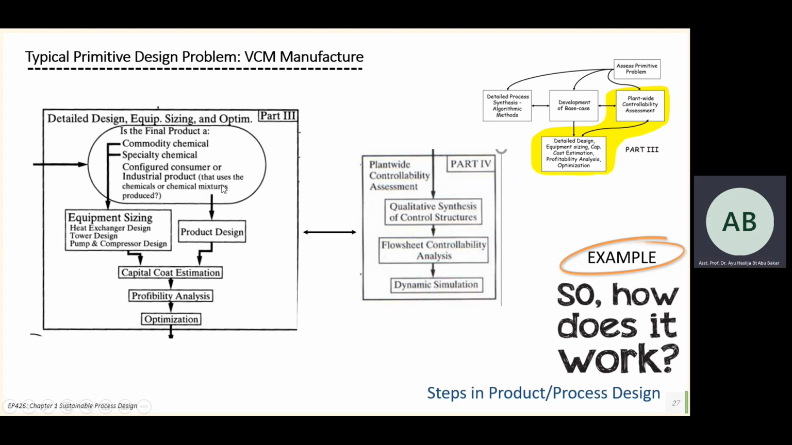Okay, again for part 3, the detailed design. How is the design of your equipment? Equipment sizing, the design. For example, heat exchanger. What type of heat exchanger? If you say shell and tube, how many tubes are involved in your heat exchanger? Okay, and how is the flow? Whether it goes upwards or downward, or how? For counter current, co-current.